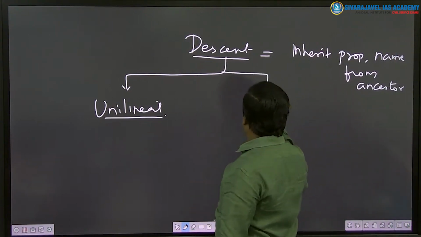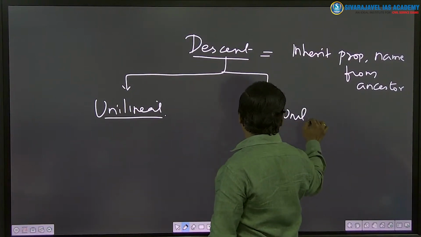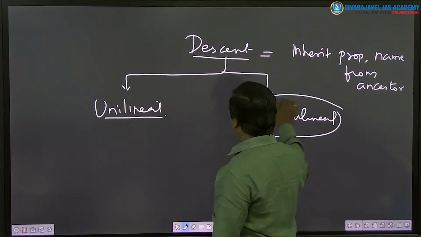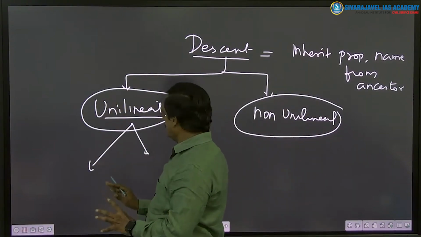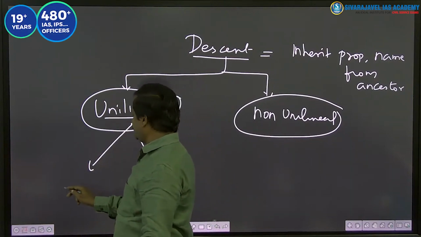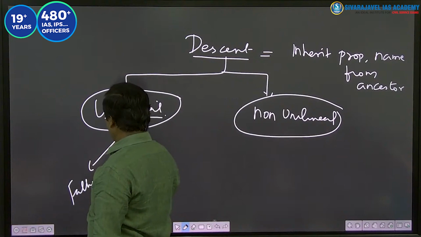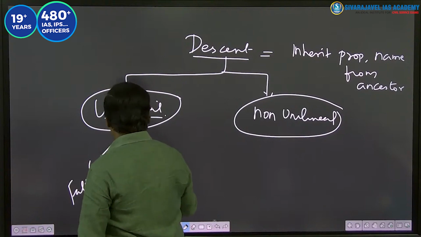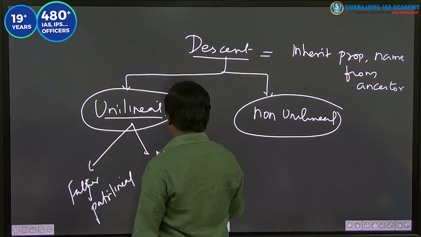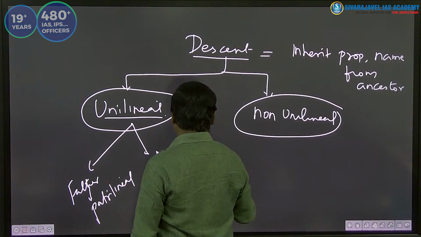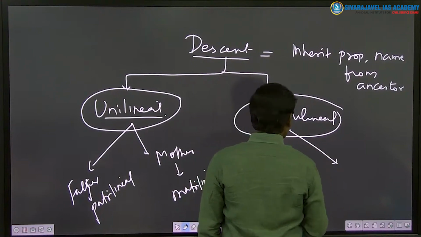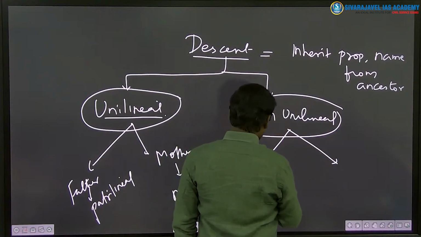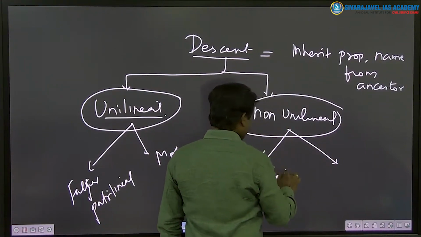Unilineal and non-unilineal. Unilineal means, uni means singular, lineal means line. So you trace from the father's line. It is called patrilineal. If you trace from your mother's side, it is called matrilineal, and this is bilineal, from both, bilateral.